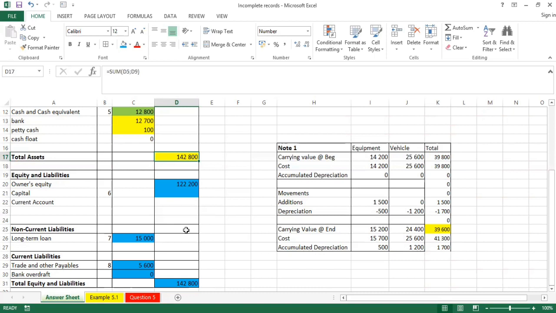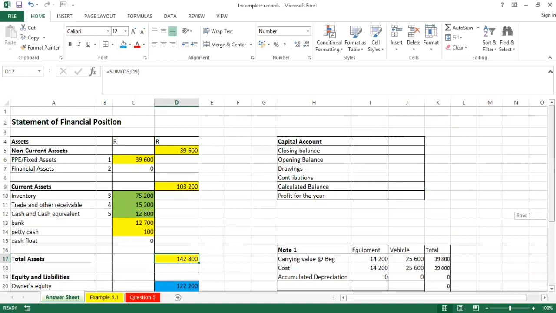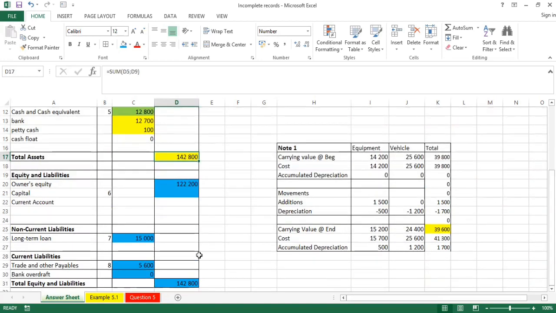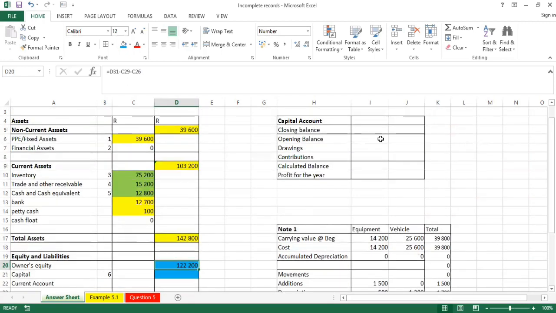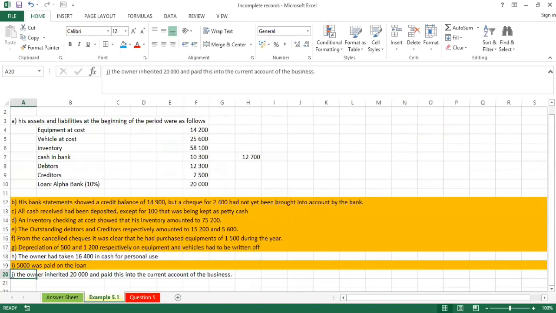Okay, so moving on. What's next? Okay, so next, we need to calculate if this amount is correct. So now we're going to check if this amount is correct by completing our capital account. We're going to check if this 122,200 is correct. So we're going to need our opening balance. We're going to start with our opening balance. How do we get our opening balance? We go back to our example.